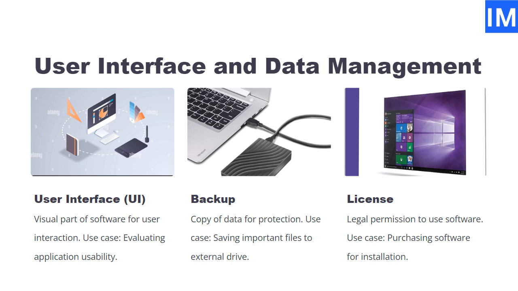And then a license. What is a license? A license provides legal permission to use software, essential when purchasing and installing a new program. For example, you have a license for Windows, for Kaspersky, for apps, which gives legal permission to use the software. For example, purchasing software for installation.